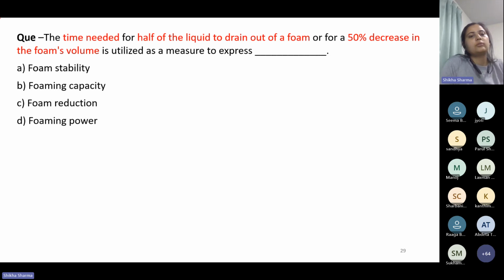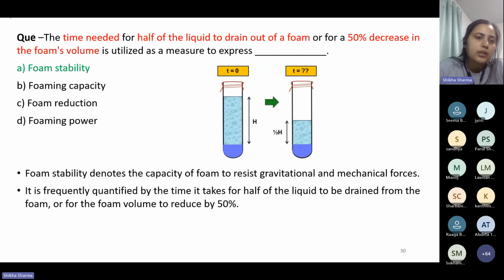Okay, so we are moving to our question. The time needed for half of the liquid to drain out of a foam, or for a 50% decrease in the foam's volume, is utilized as a measure to express: foam stability, foaming capacity, foam reduction, or foaming power. So its answer is foam stability.